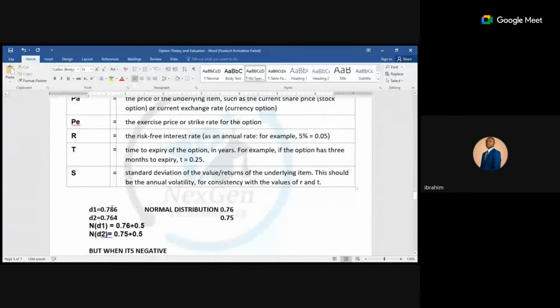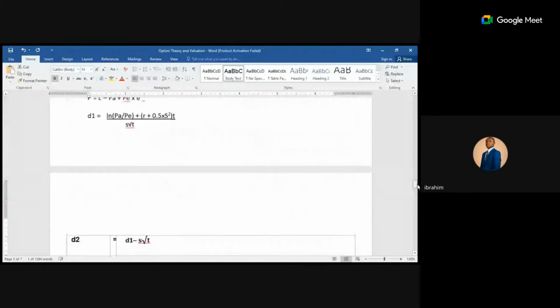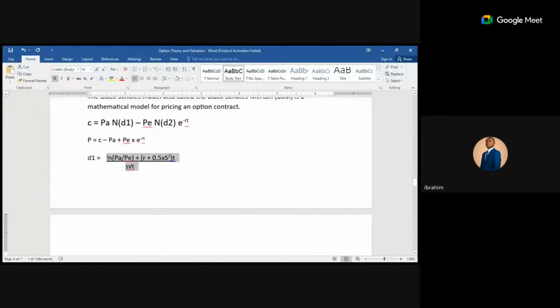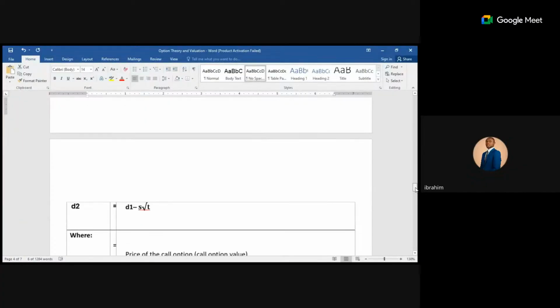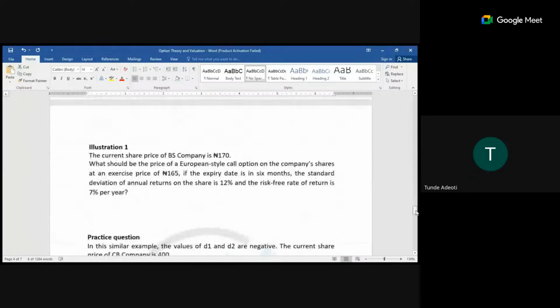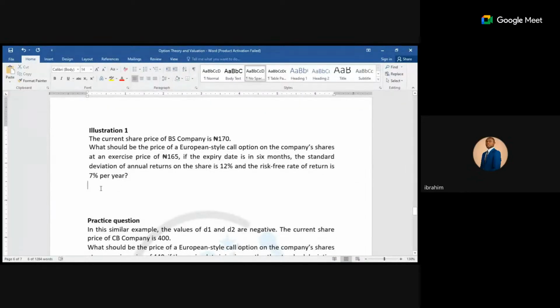If you calculate D1, where is the formula? This is D1. If you calculate it and it gives you a negative, that is negative. If it gives you a positive, it is positive. Okay, so that's where I will know if it is positive or negative. Yes. Thank you. You're welcome.